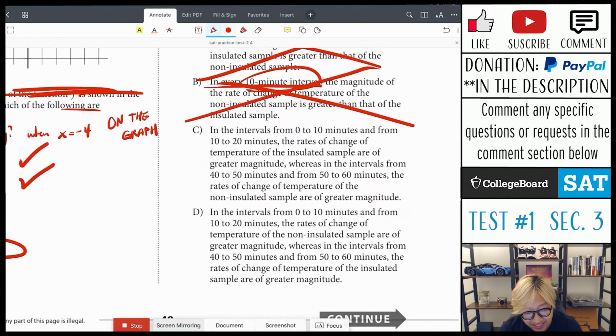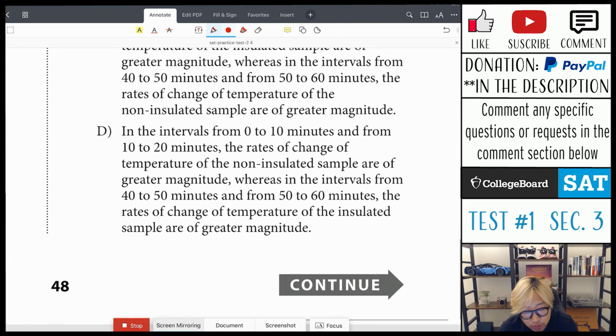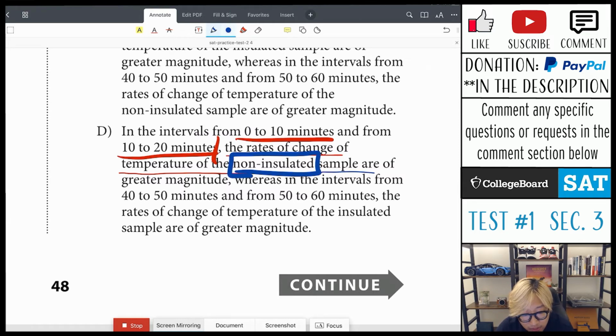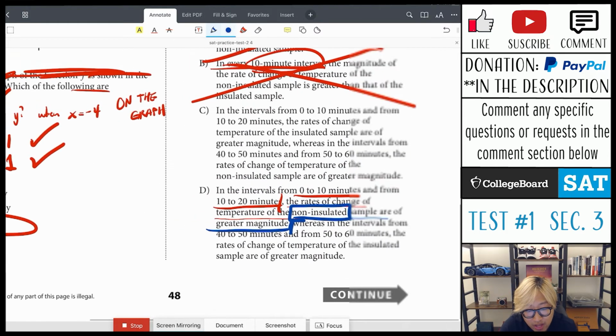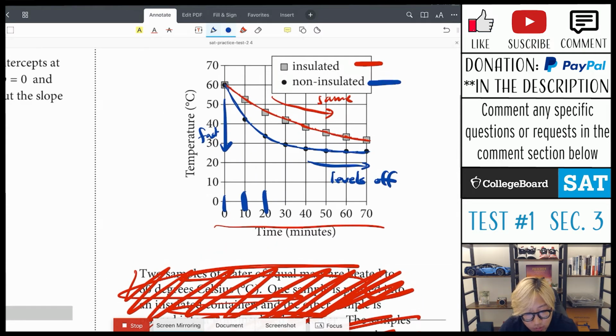So let me read D and see what it says. D: In the intervals 0 to 10 minutes and 10 to 20 minutes, the rates of change of the temperature of the non-insulated sample are of a greater magnitude. Is that true? Absolutely yes. In the beginning, 0 to 10 and 10 to 20, basically from 0 to 20, the blue changes faster, not the red. And then after that, red changes faster.